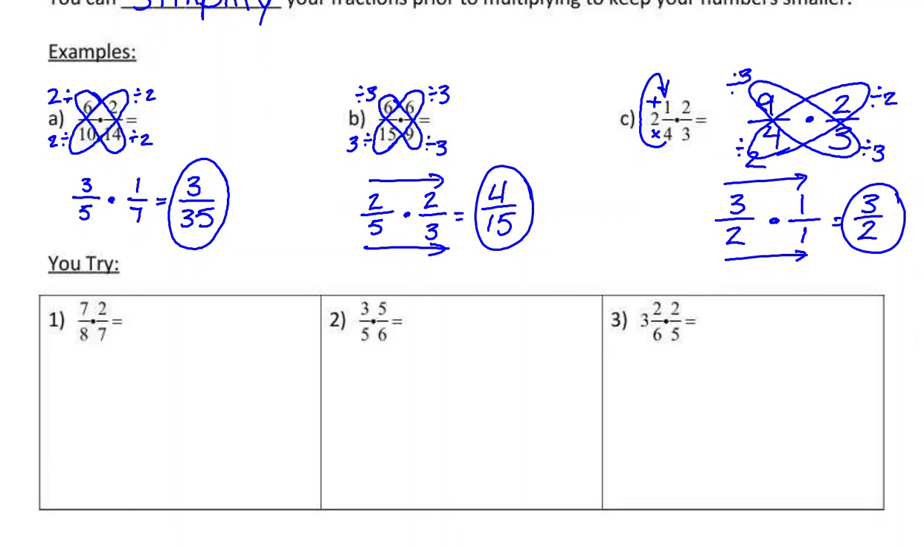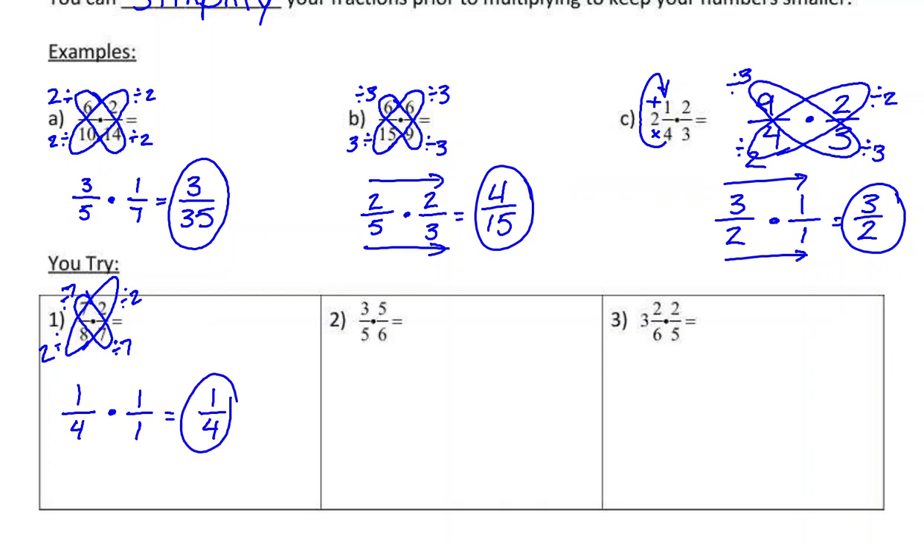So 7 and 7 both can divide by 7. 2 and 8 can both divide by 2. So 7 divided by 7 is 1. 8 divided by 2 is 4. 2 divided by 2 is 1. 7 divided by 7 is 1. So we end up with 1/4.